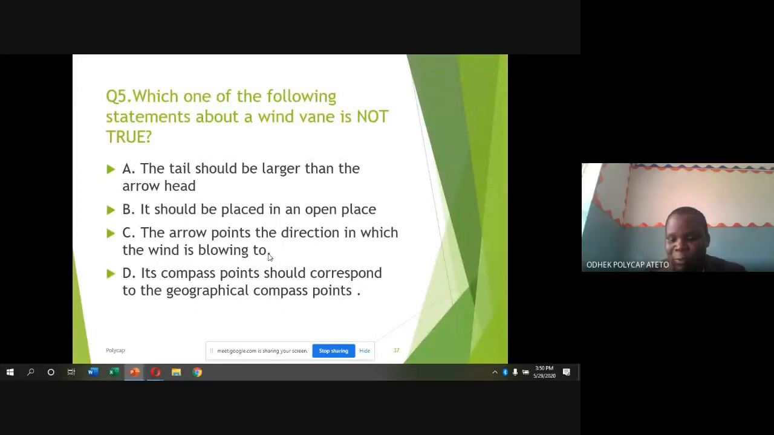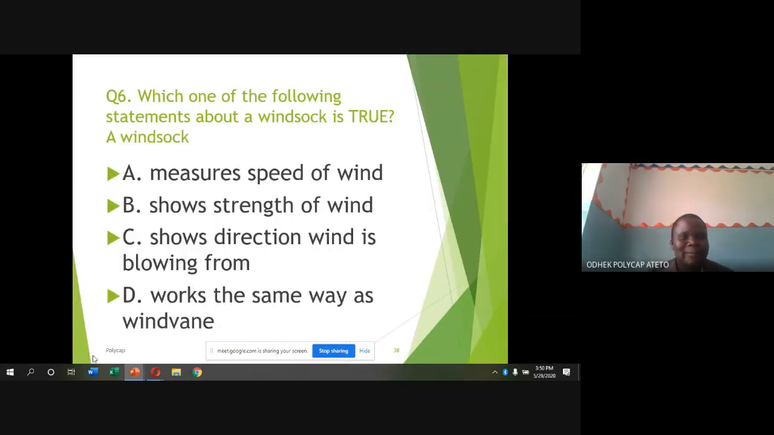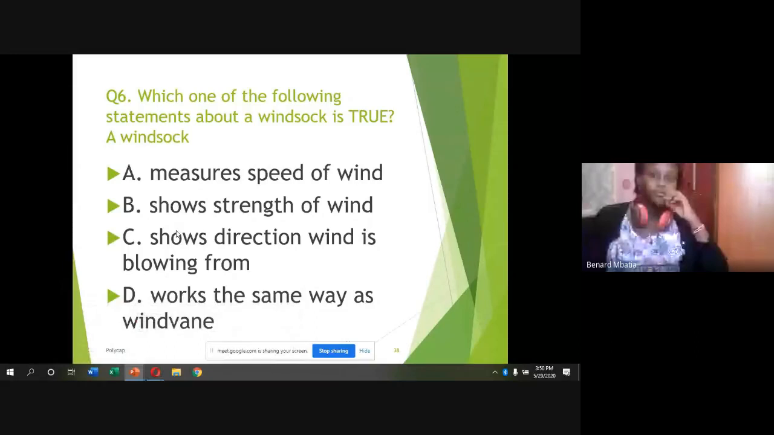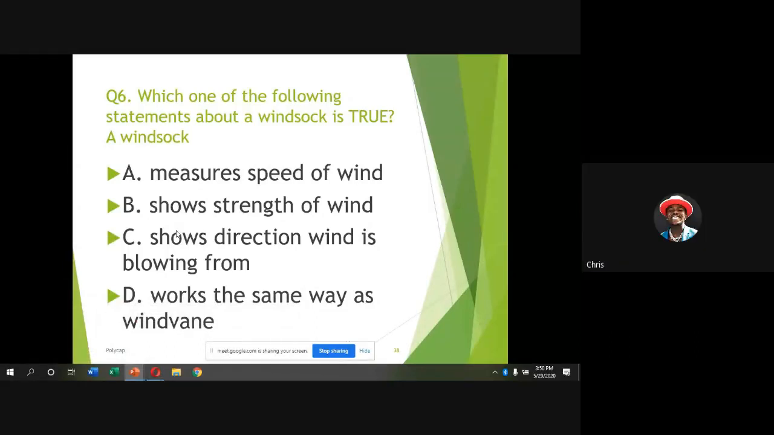Yes, correct. So that's the correct answer. Anybody with a question there? Okay, Christian, for 6? Which one of the following statements about a windsock is true? A windsock shows the strength of wind.